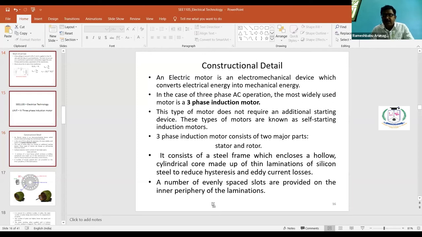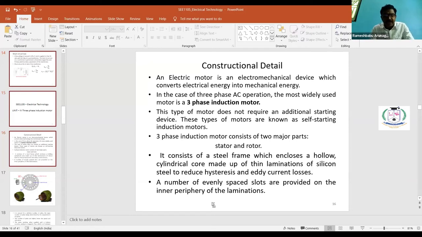transformer, or rotating transformer, which is nothing but a three phase induction motor. So the three phase induction motor is also called a rotating transformer. What do you mean by rotating transformer? A transformer never rotates, but if it rotates, that is nothing but an induction motor. In the induction motor, we are going to discuss the three phase induction motor and the single phase induction motor. There are two types of induction motor.